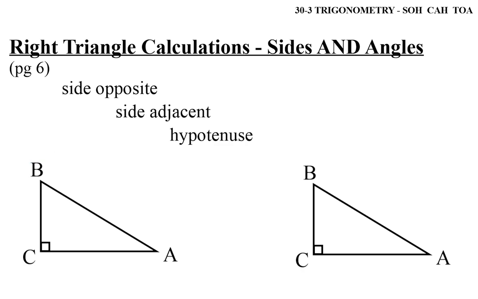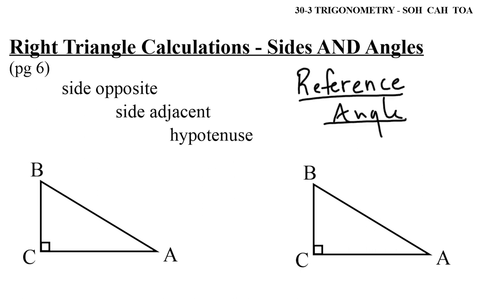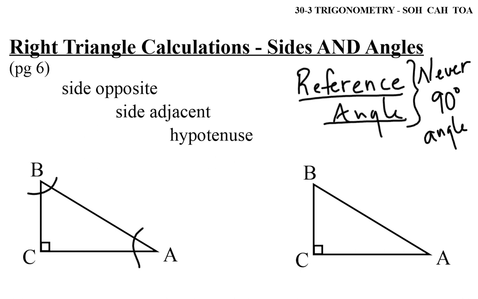All right, first thing with the trig ratios is the idea of a reference angle. We're looking at page 6. I'm kind of going to add a little bit. You might want to jot some of this down. Every question we do works with one angle at a time, the reference angle. The reference angle, the angle that we work with, is never the 90-degree angle. So we only have as a choice two angles. We can use angle B in a question, or we can use angle A. We can't use C because it's the 90.